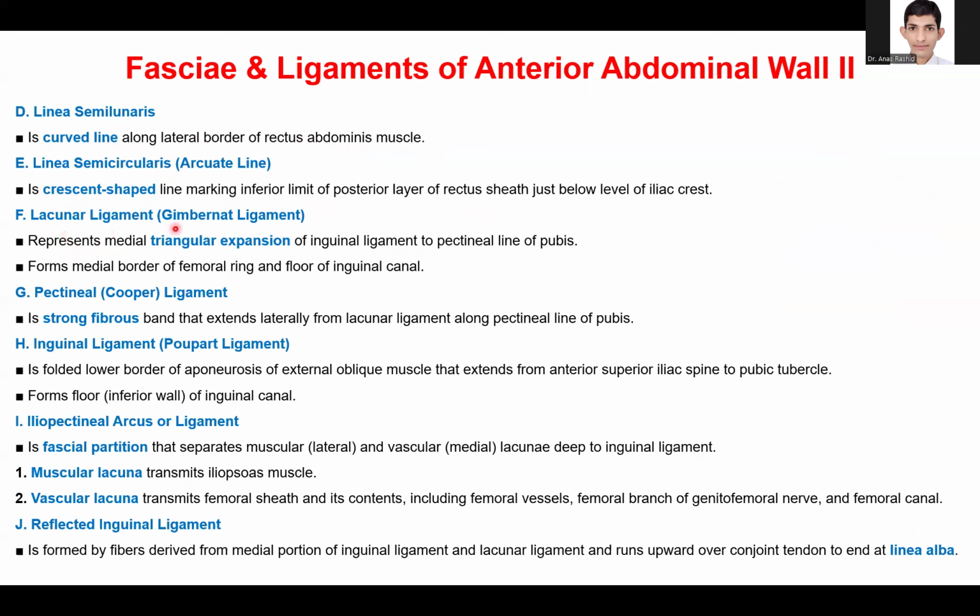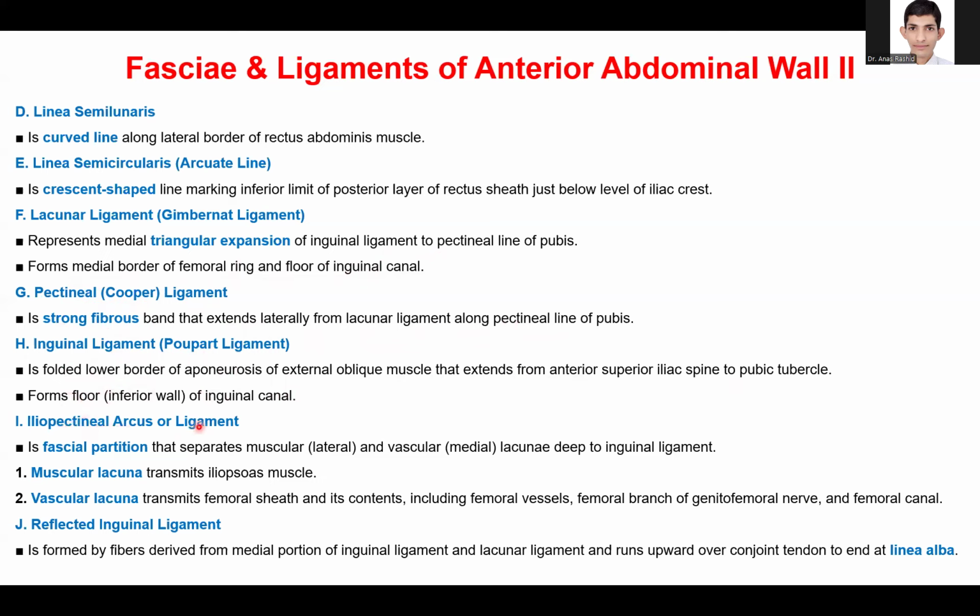Lacunar ligament or Gimbernat ligament represents the medial triangular expansion of the inguinal ligament to the pectineal line of the pubis, and forms the medial border of the femoral ring and floor of the inguinal canal. Pectineal or Cooper ligament is a strong fibrous band that extends laterally from the lacunar ligament along the pectineal line of the pubis. Inguinal ligament or Poupart ligament is the folded lower border of the aponeurosis of the external oblique muscle that extends from the anterior superior iliac spine to the pubic tubercle, and forms the floor, the inferior wall, of the inguinal canal.